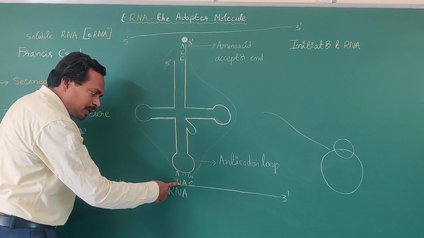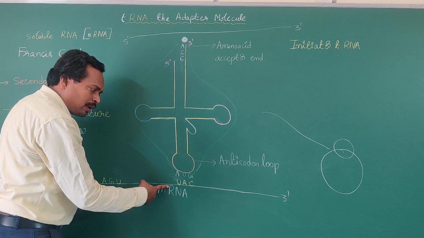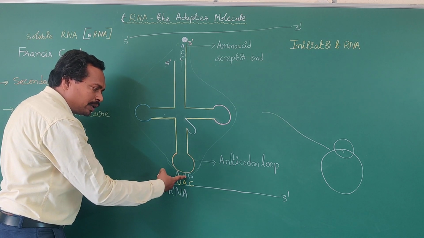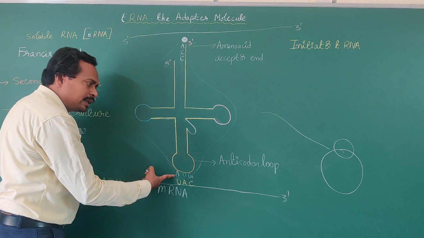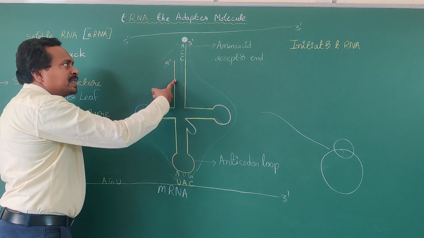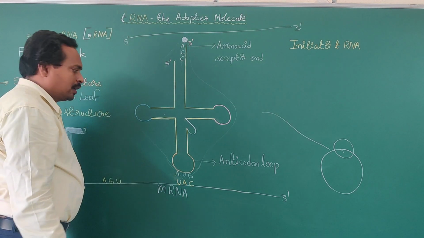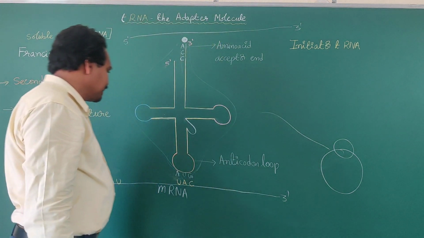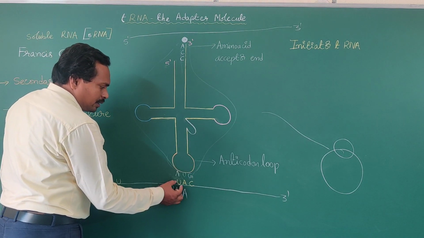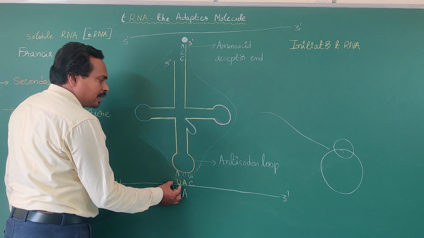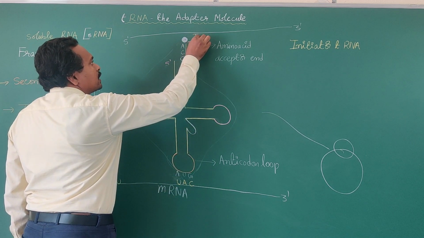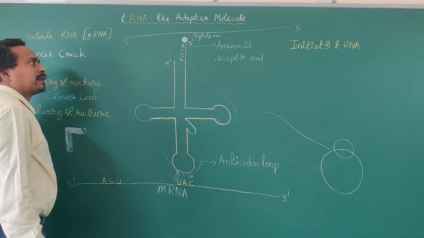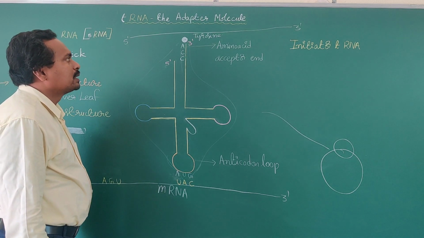Okay, here the UAC codon. The UAC codon is recognized by which tRNA molecule? The tRNA with the AUG anticodon loop. So each tRNA carries one specific amino acid. For example, here the UAC codon is present on mRNA. This tRNA brings the tyrosine amino acid. The amino acid acceptor end is attached to the tyrosine amino acid.